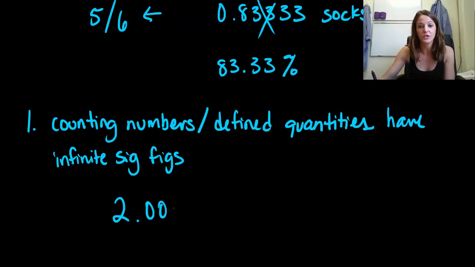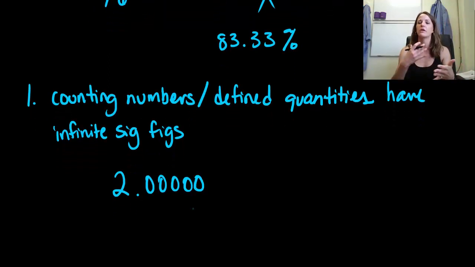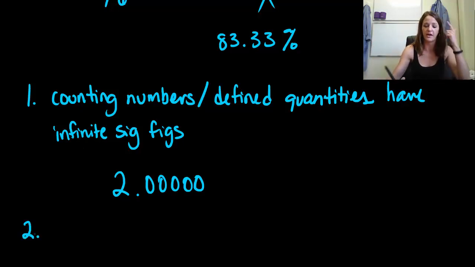It's 2.00000, and I could do this forever and ever because I know I have exactly 2 dogs. I don't have 2.1. I don't have 2.2. I'm not some crazy person that stores a half dog somewhere. I only have 2 dogs in my house. So that's the thing you need to keep in the back of your mind. Whenever we're talking about a defined number or a counting number, we say 2 or we say 3, but we know that we have exactly that amount. So in theory, it has a ton of significant figures in that number. Okay, so keep that in the back of your mind.